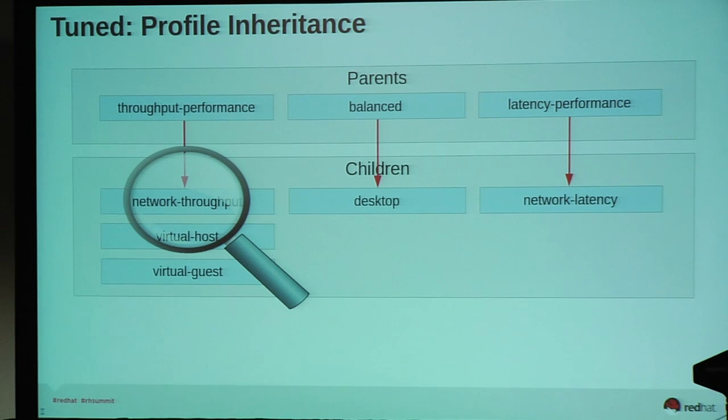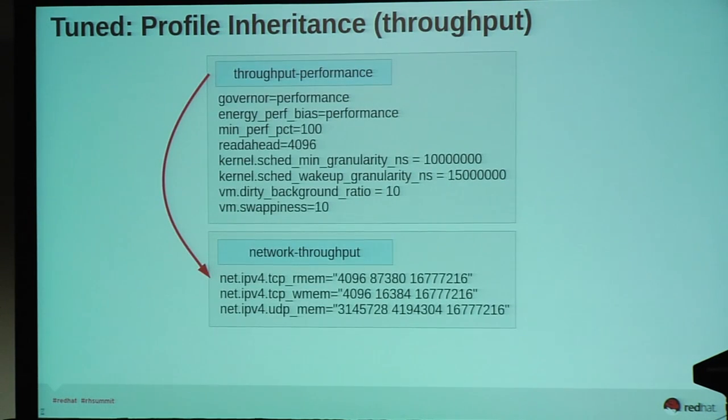So if you remember this slide from earlier, let's take a look at the two new networking profiles that are in RHEL 7, not in RHEL 6. You can easily move them over to RHEL 6, but they're not currently shipped. Network throughput and network latency. Right now, most of the gyrations are in the main profile. So these are children. I mentioned the inheritance concept earlier.